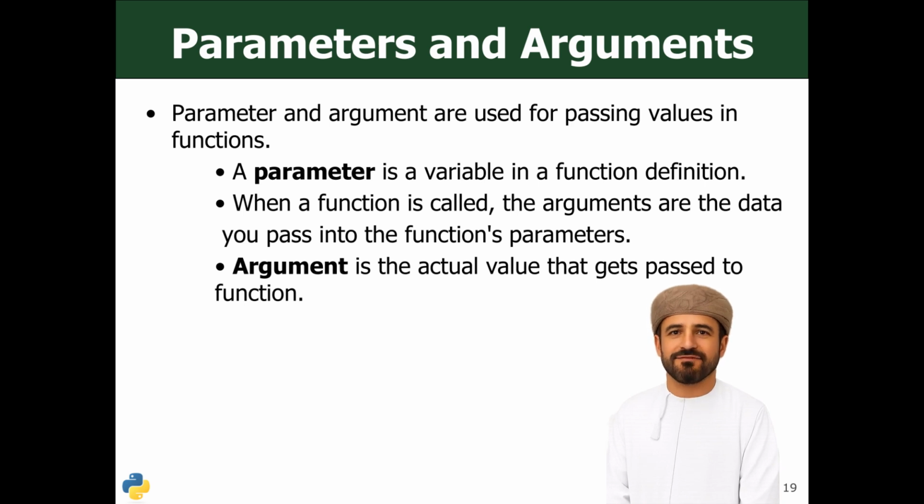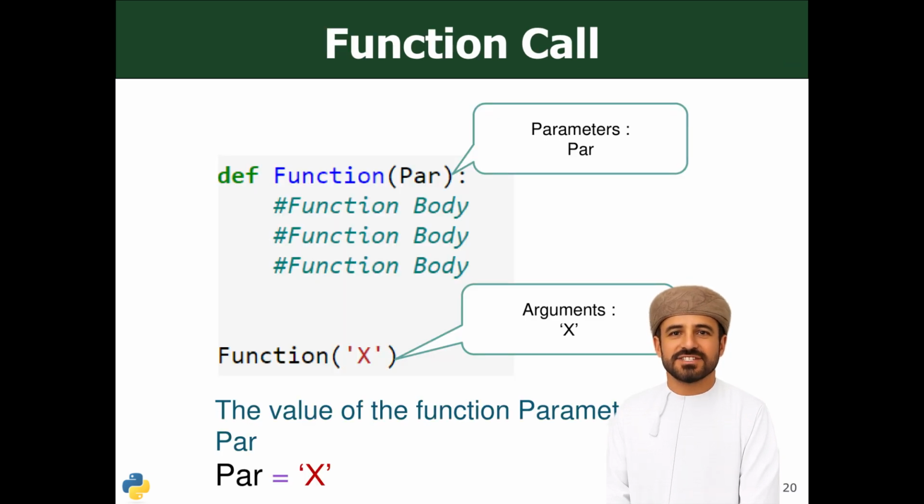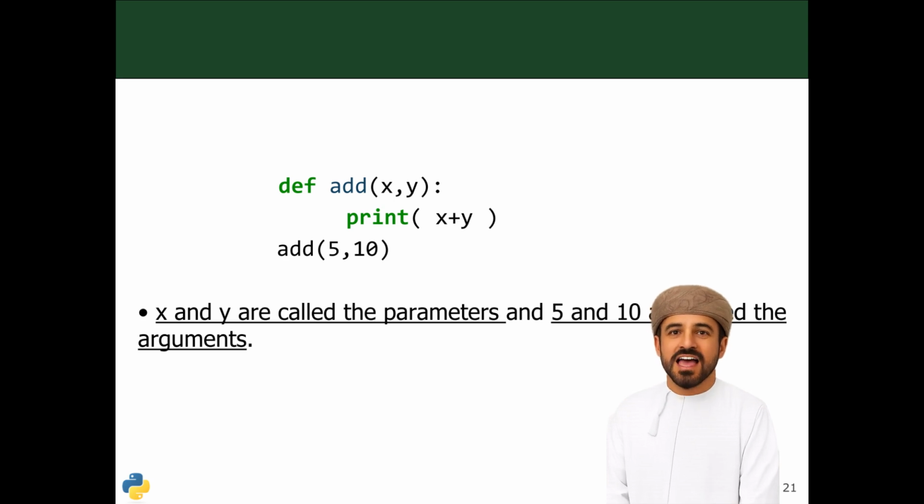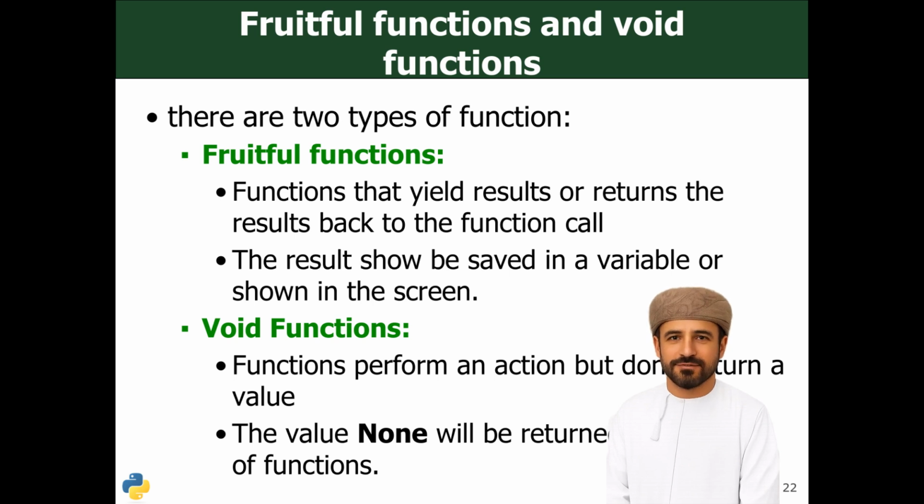Parameters are variables in a function definition, while arguments are the actual values passed to the function when called. This slide visually clarifies the distinction between parameters and arguments, showing par as a parameter and x as an argument. In this example, x and y are parameters of the add function, and 5 and 10 are the arguments passed during invocation. Functions can be fruitful functions, returning a result, or void functions, performing an action but implicitly returning None.